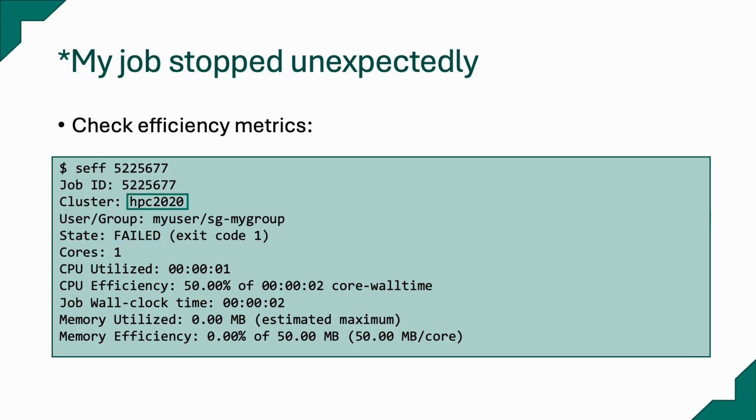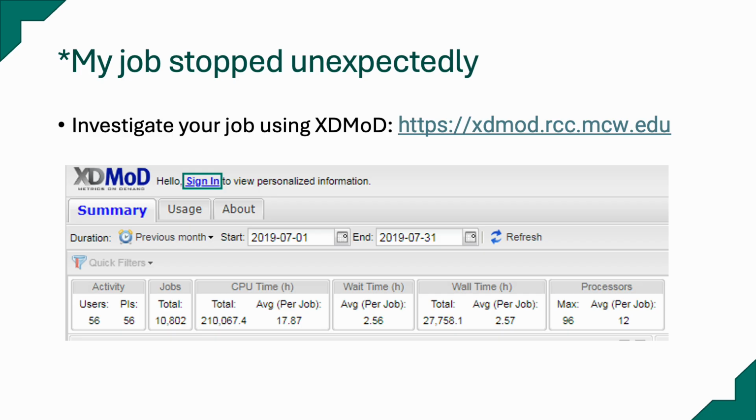Remember the value highlighted here, as well as the job ID, as you will use them to search for your job in XDMoD. This is an open source tool that can be used to monitor and troubleshoot your jobs. It processes data overnight, so you have to wait until the next day to troubleshoot your job using this tool. To access XDMoD, you must follow the link shown here. This link is also included in the description below. Then click Sign in the upper left corner.